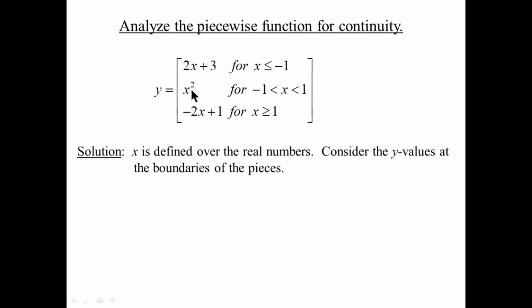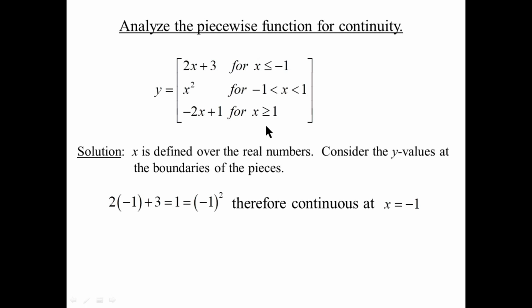Now, where these two pieces meet at the boundary is at the number positive 1. So if I subbed in 1 to this piece, I'd get 1. But if I subbed in 1 to this piece, I'd get negative 2 plus 1, which is negative 1. So the second piece and the third piece don't meet. So there's a jump discontinuity when x equals 1.